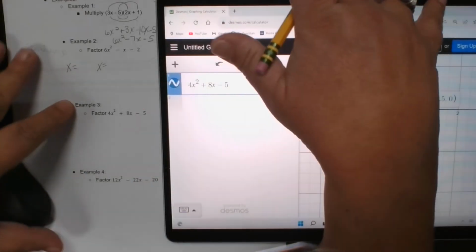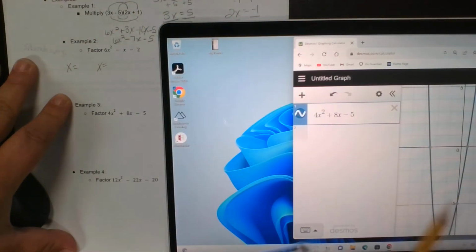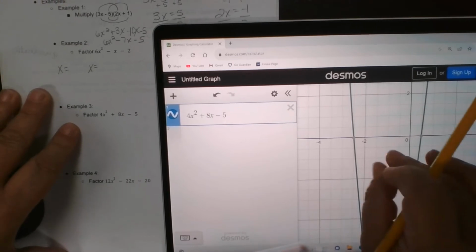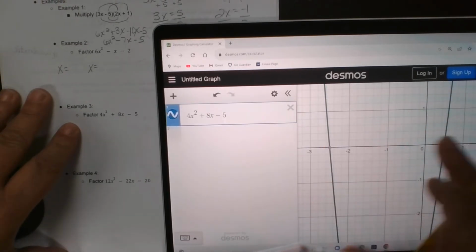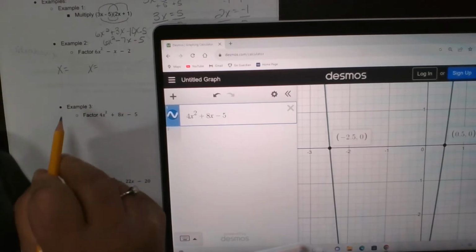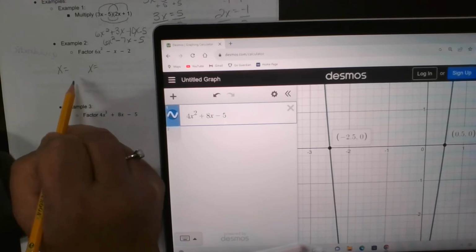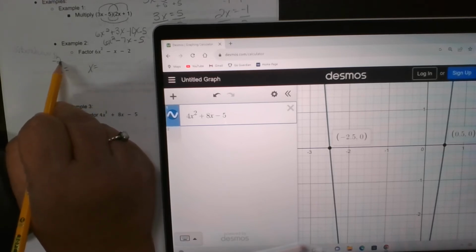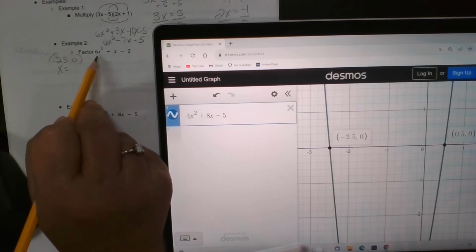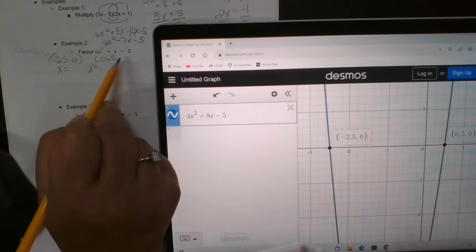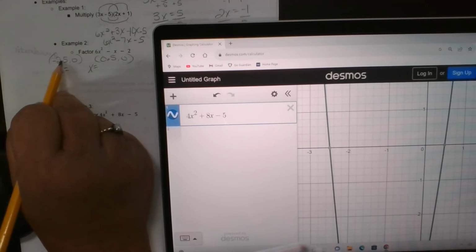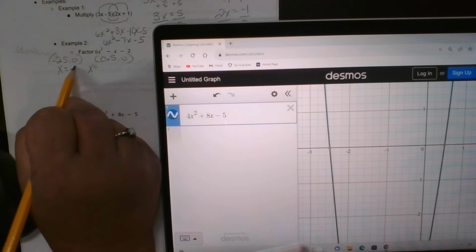So here's example 3. If I factor it or graph it on Desmos, what I'm going to find is where these two zeros are. When I click on them, it'll pull up those coordinate points. So in this case, I've got a negative 2.50, and over here I've got a 0.50. Change that negative to a positive. Remember how to do that? So that's what it equals here.